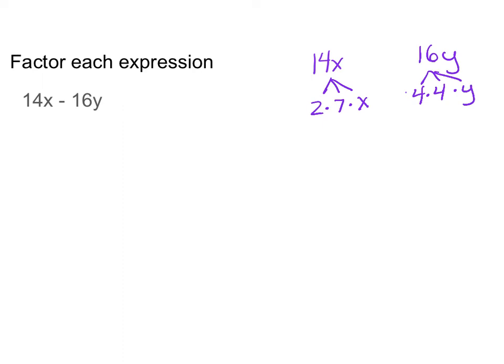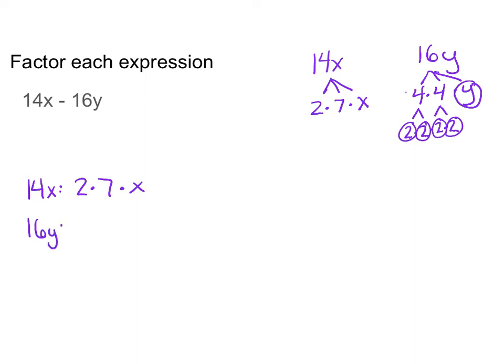Well, they don't have anything in common yet. I did not factor all the way. So you got to keep on going to make sure that you factor everything down to its prime factors, right? So 4 is 2 times 2, and this 4 is 2 times 2, and then you have times y. So I have a 2, 2, 2, 2, and don't forget that y. So I'm going to write it over here. So 14x is 2 times 7 times x. 16y is lots of 2's. There's 4 of them. 1, 2, 3, 4. And then times y.